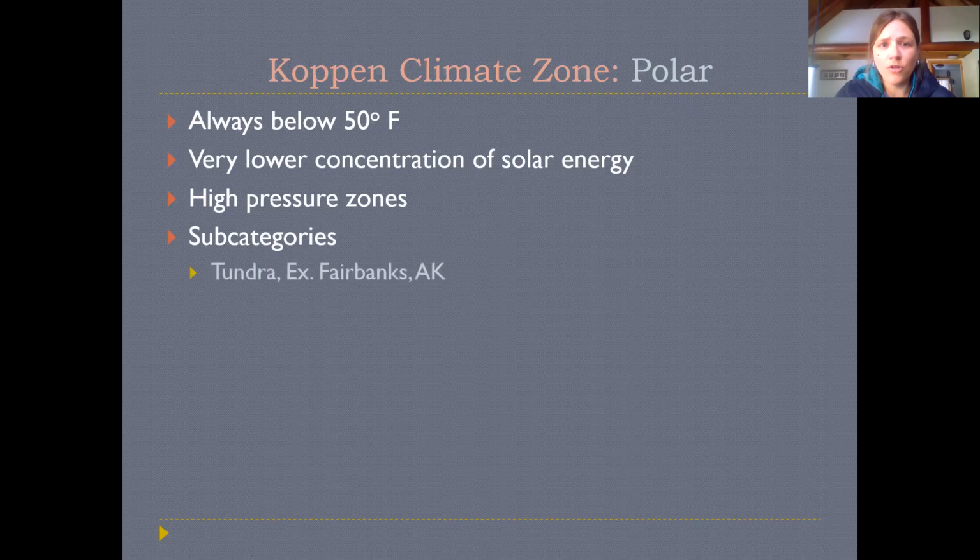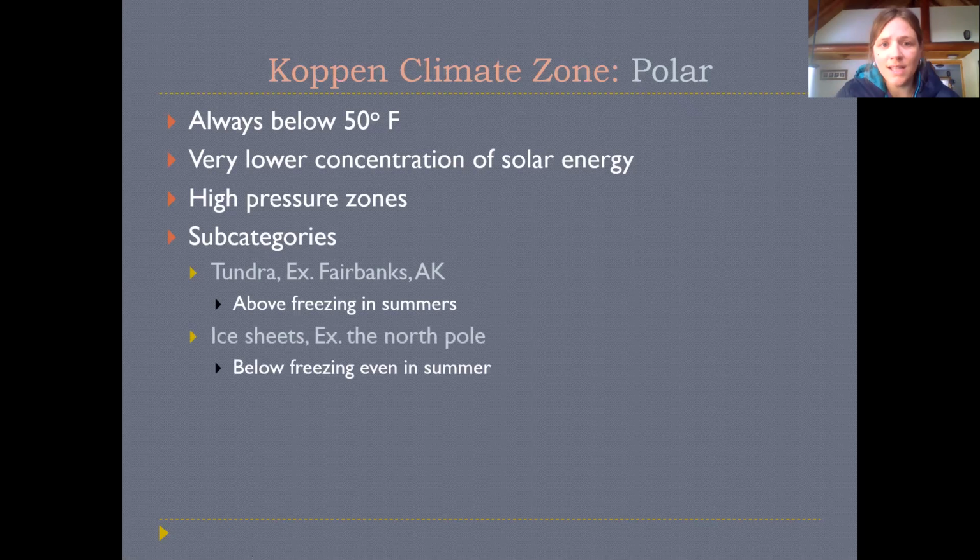Okay, so within the polar zone, there's two subcategories. The area that's a little farther from the poles is called the tundra zone. So this would be an area that would be experienced in northern Alaska, places like Fairbanks. And these areas are far enough away from the poles that they actually get enough sunlight to go above freezing for periods in the summer. So they do actually have snow melt out in the summertime.